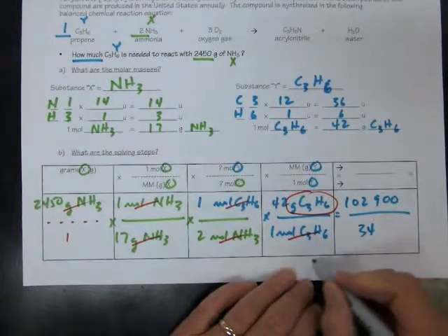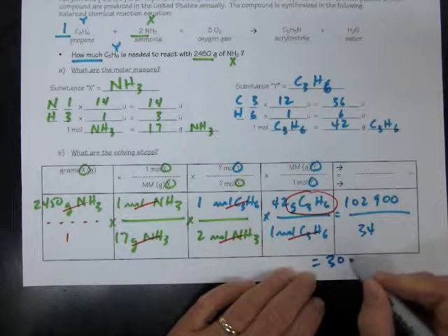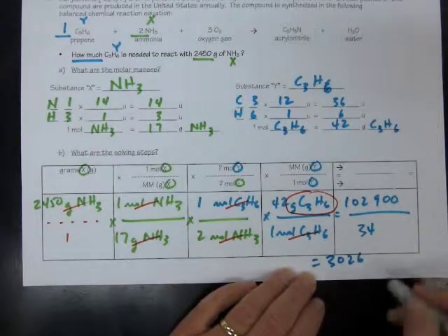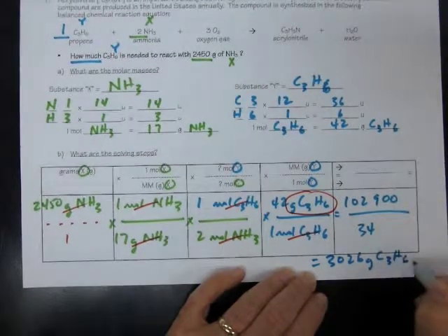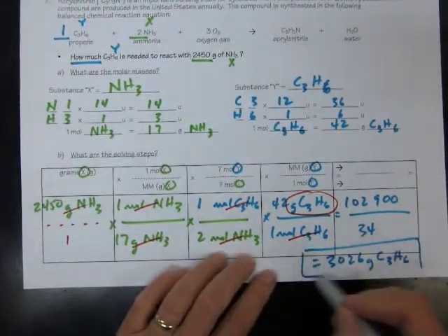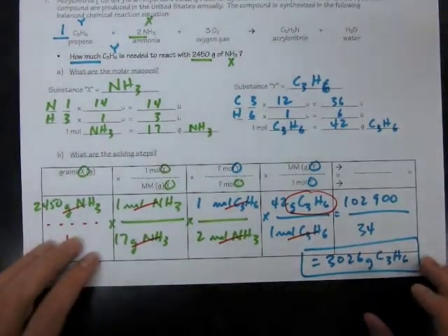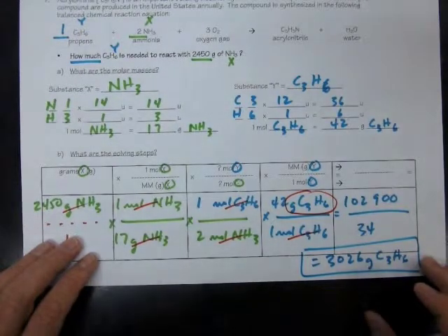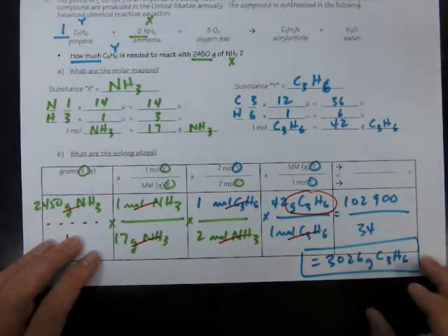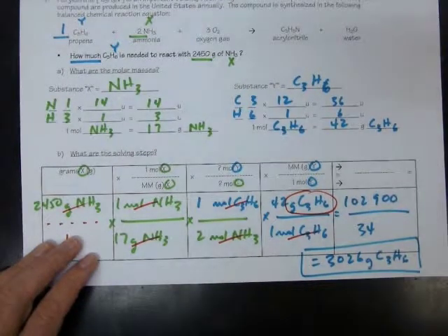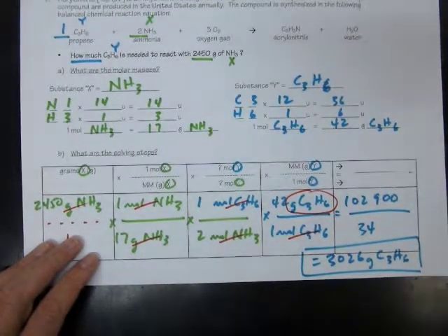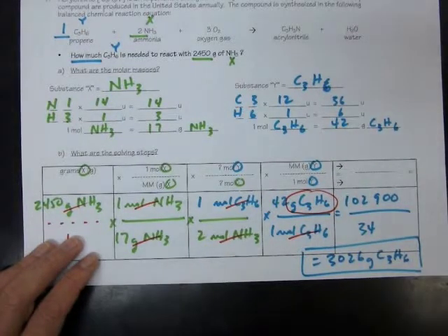So I'm going to get 302. I'll just round it to that, grams of propene. Now in real life, the chemistry of this reaction is done on a much, much larger scale. 2 billion pounds of this are made every year. So we would need a whole lot more propene to make that happen. That's why we pump oil out of the ground, so we can make plastic.